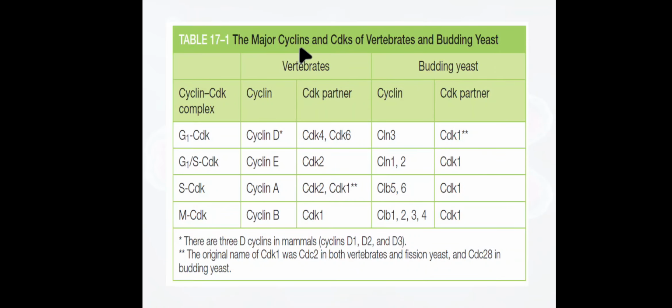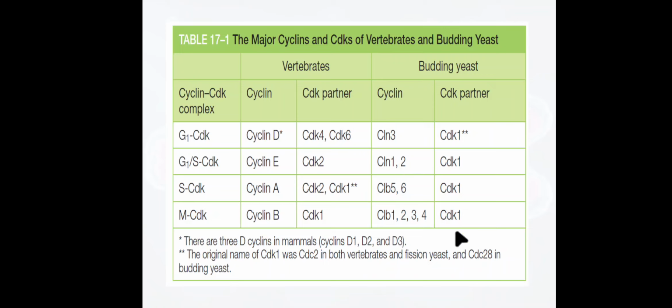Next, this table shows the major cyclins and CDKs of vertebrates and budding yeast. For the G1 CDK complex, the cyclin is cyclin D in vertebrates, and the CDK partners are CDK4 and CDK6. There are 3 D cyclins in mammals: cyclin D1, D2 and D3. In budding yeast, for G1 CDK, the cyclin is CLN3 and the CDK is CDK1. In the G1/S CDK complex, the cyclin is E and the CDK partner is CDK2. In budding yeast, the cyclins are CLN1 and 2 and the CDK partner is CDK1.